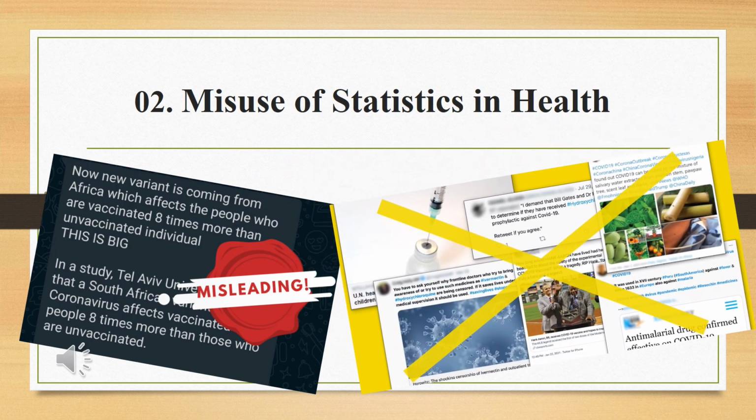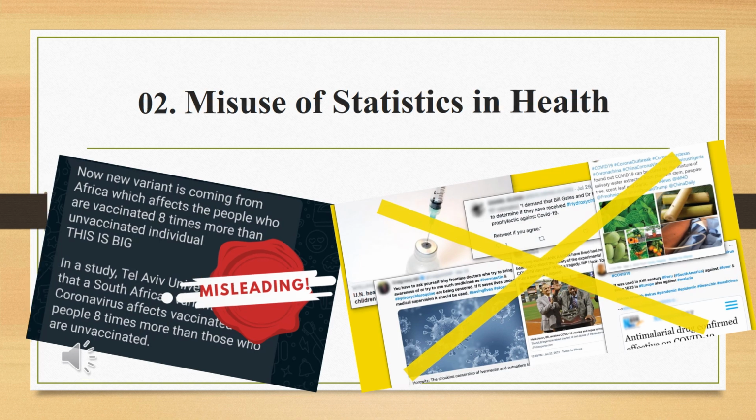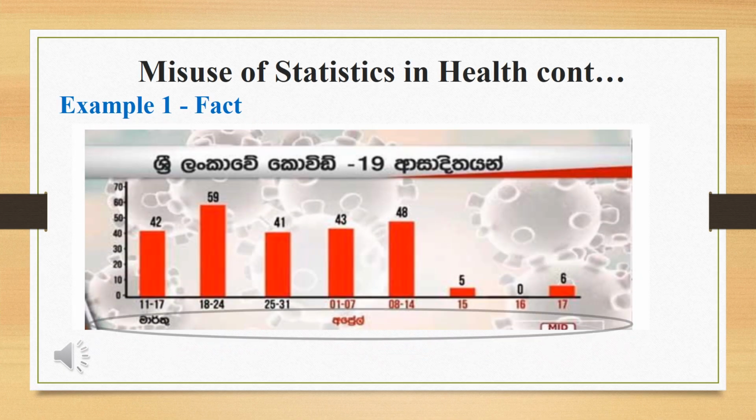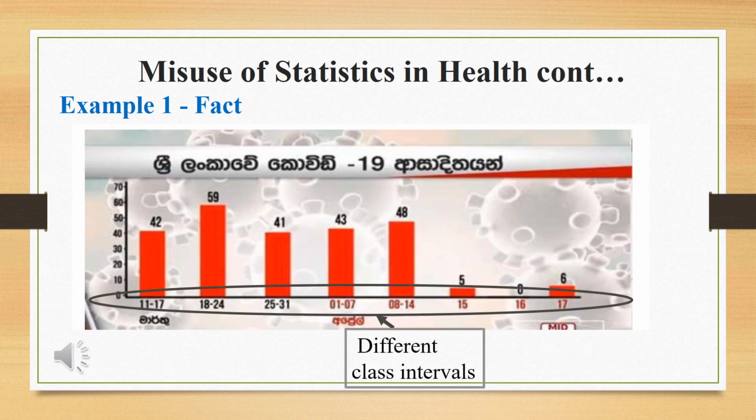Now, we are going to look into one of the most important fields in the recent world, health. This example shows how a popular news channel in Sri Lanka uses statistics incorrectly. The objective of this visualization is to explain the weekly comparison of newly infected COVID-19 patients in Sri Lanka. Can you identify what is wrong here?